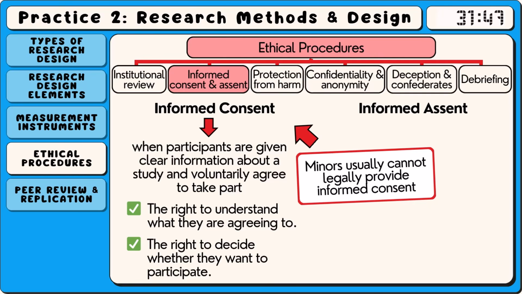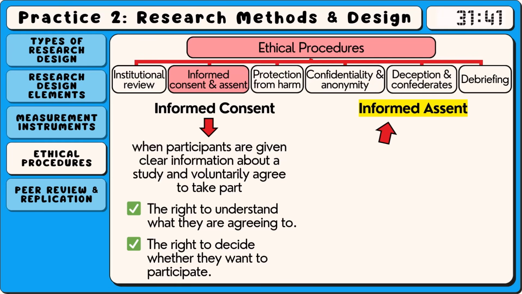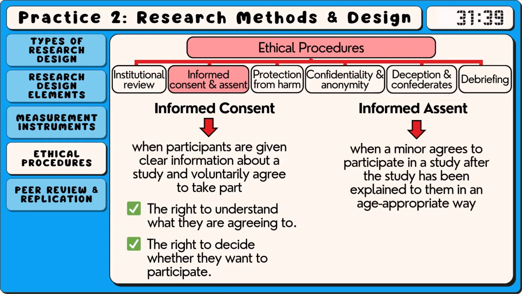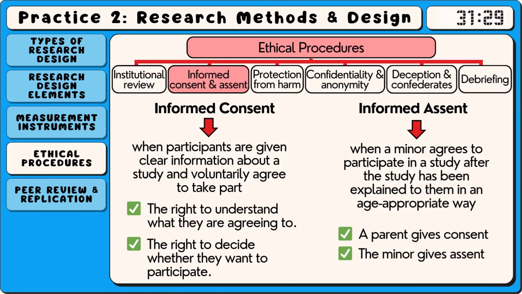However, when the participants are minors, they usually cannot legally provide informed consent. Instead, researchers seek informed assent, which is when a minor agrees to participate in a study after the study has been explained to them in an age-appropriate way. Often, a parent needs to give consent and the minor needs to give assent, and then the study can proceed.